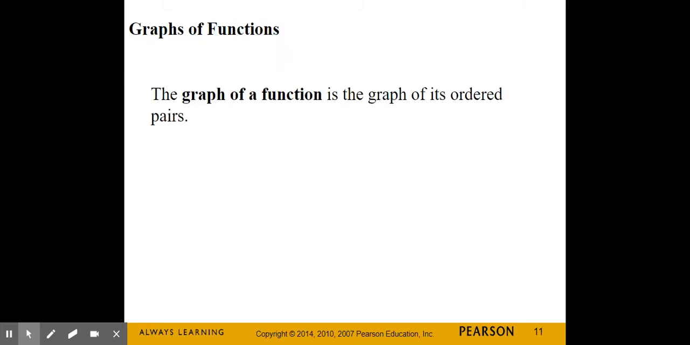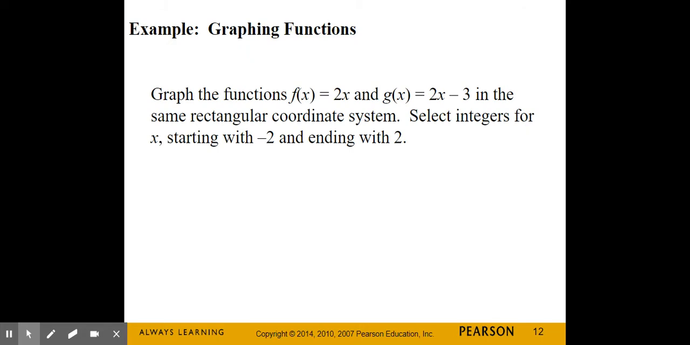Graphs of functions. The graph of a function is the graph of its ordered pairs. All right, so we're going to graph the functions f of x equals 2x and g of x equals 2x minus 3 in the same rectangular coordinate system. So select integers for x, starting with negative 2 and ending with 2. So we're going to do that on a table.